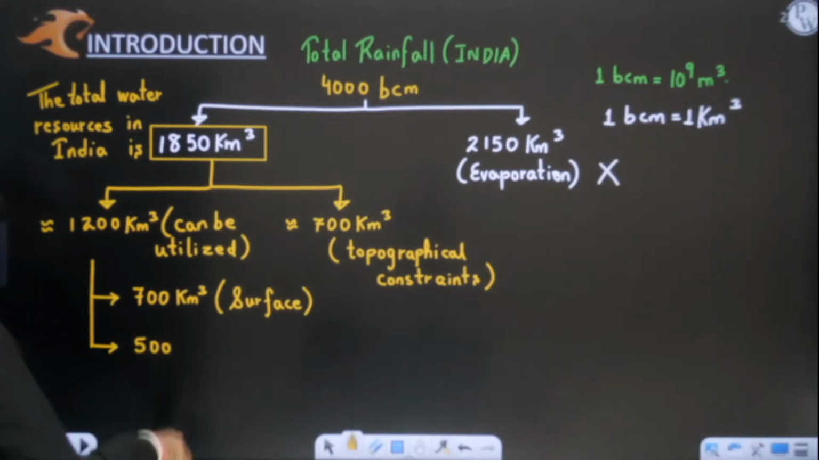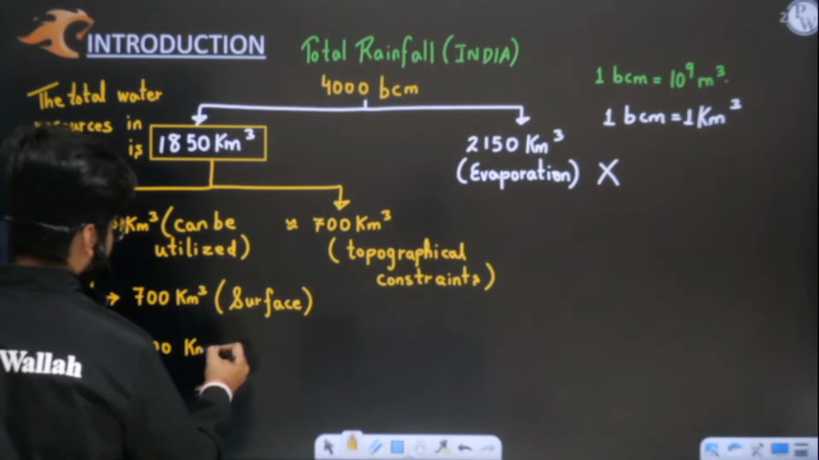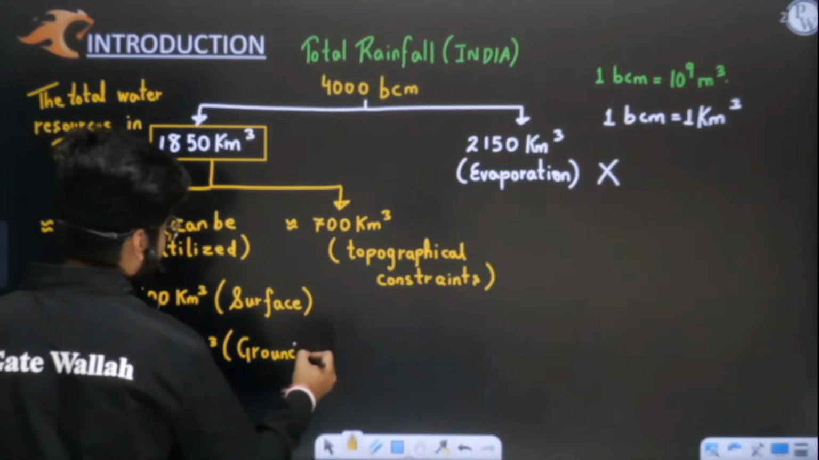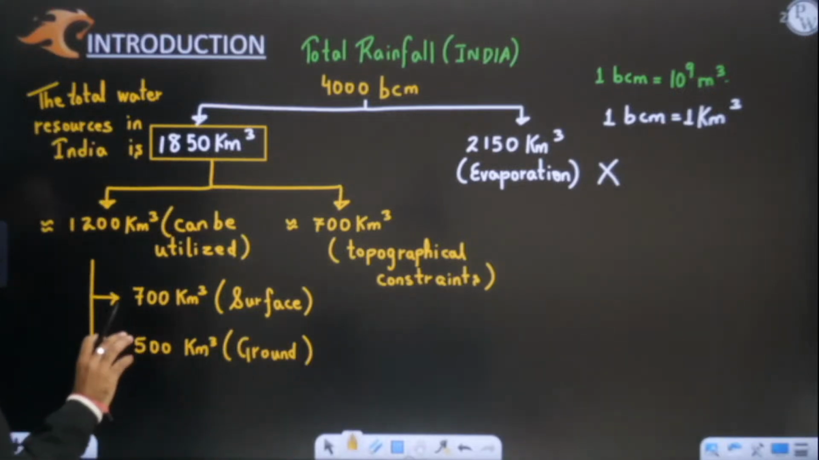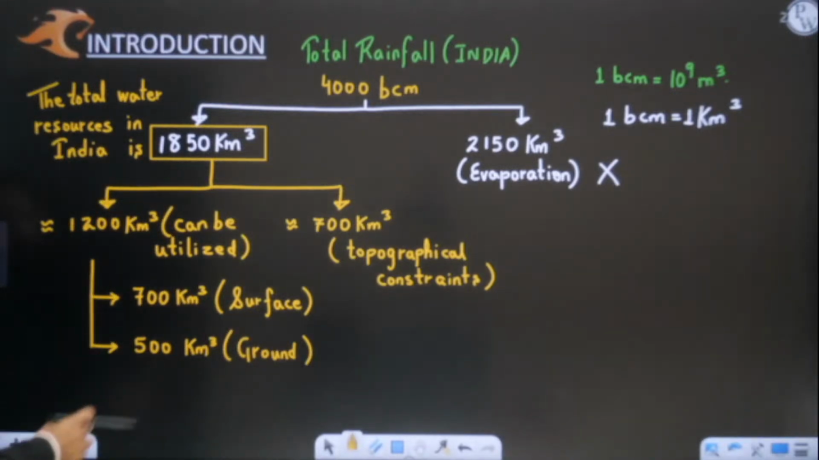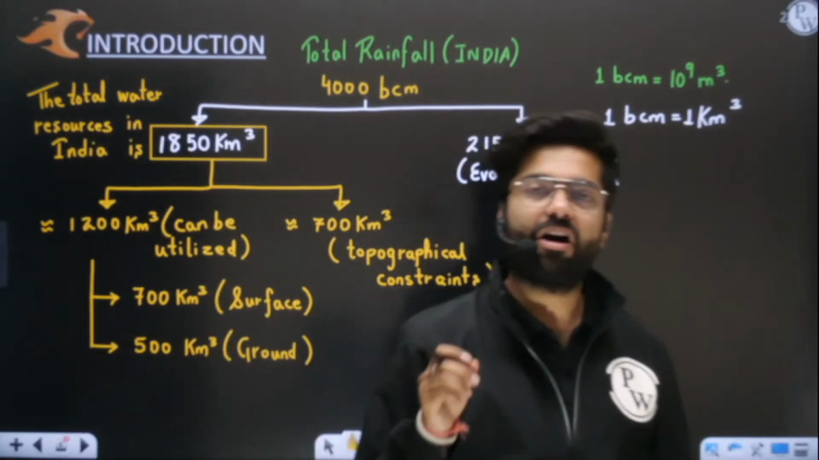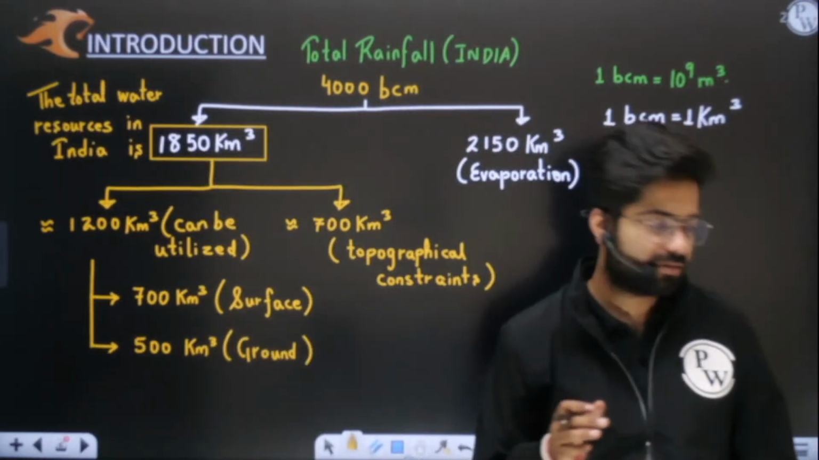500 goes inside your ground, which is stored in the soil itself. So basically, if someone asks you exactly how much water we are left with, what will be your answer? Can you tell me how much water we are left with? Can you tell me the answer? Kindly comment, everyone.